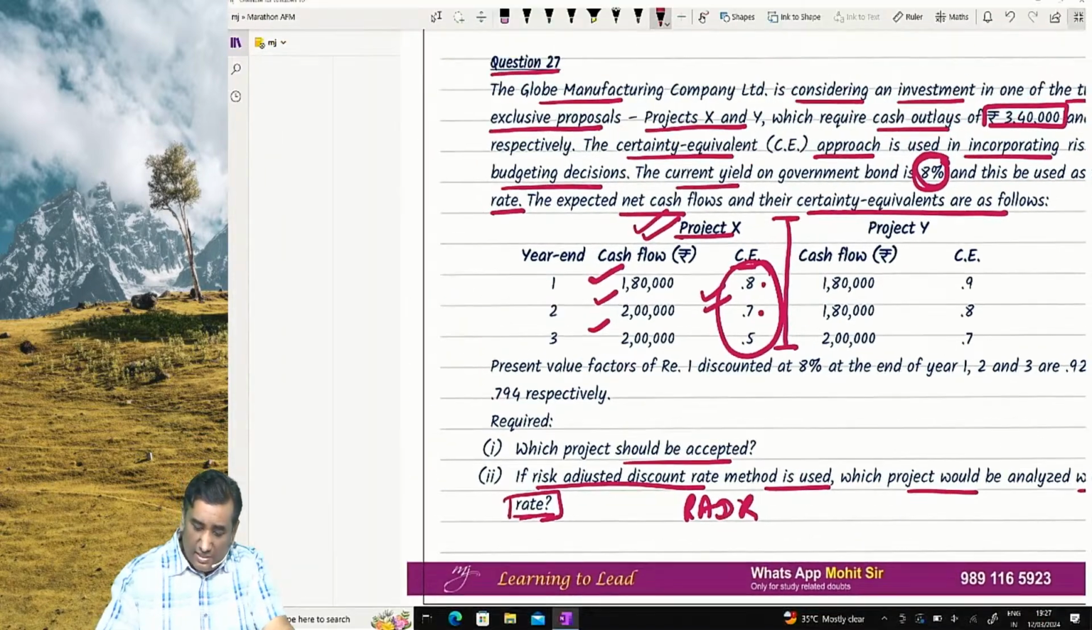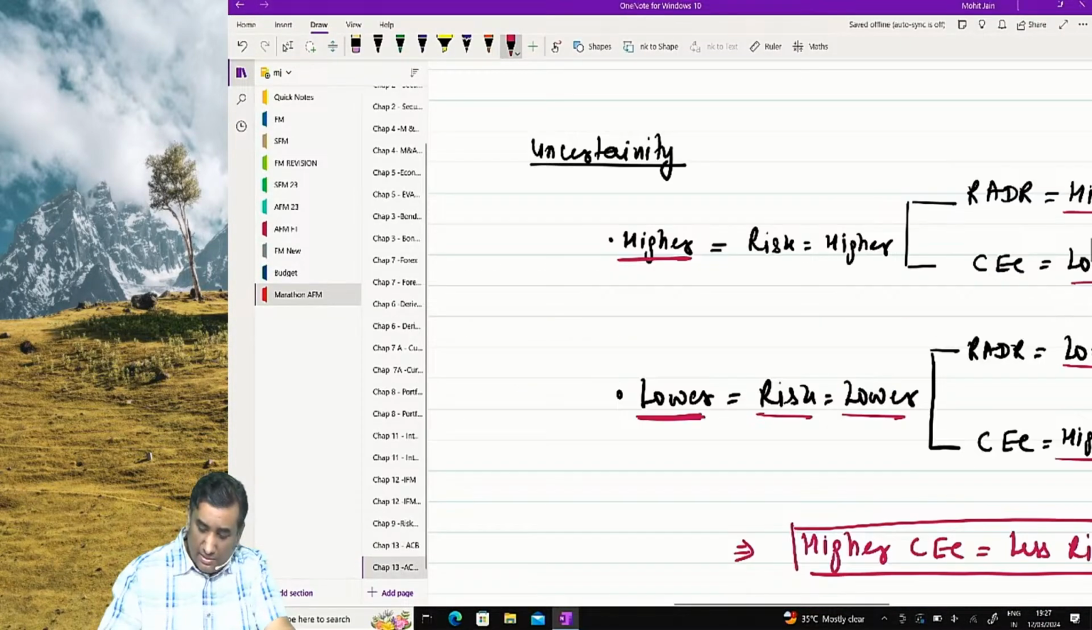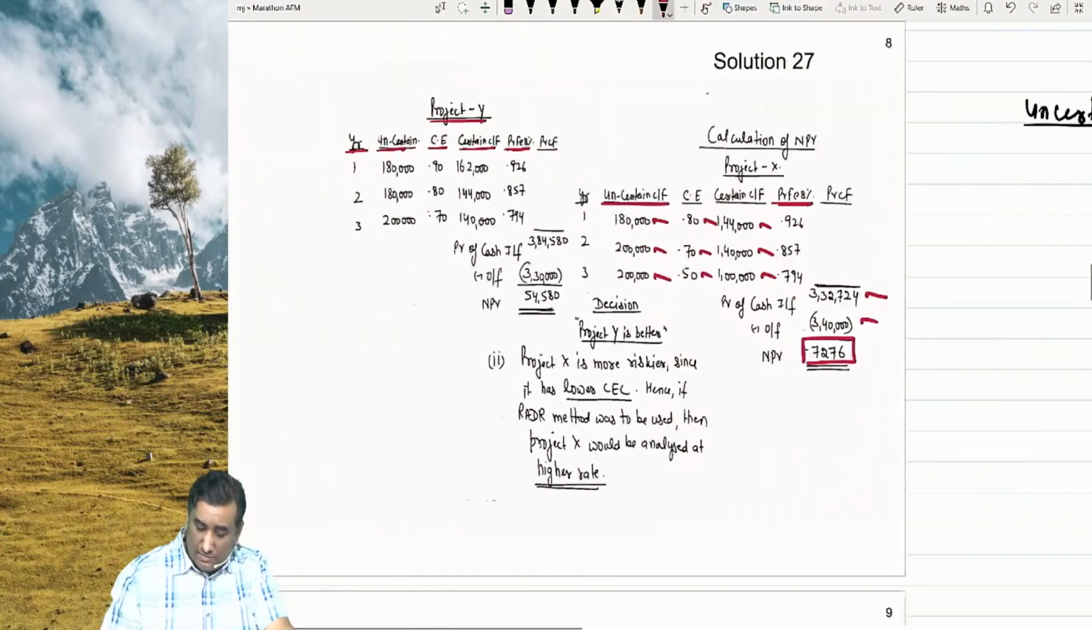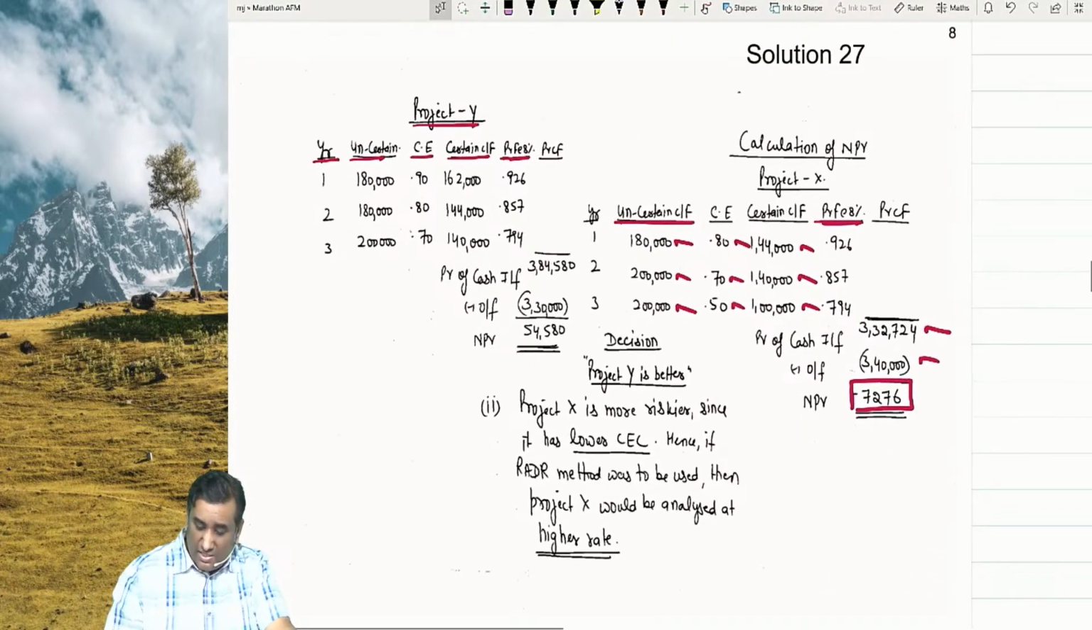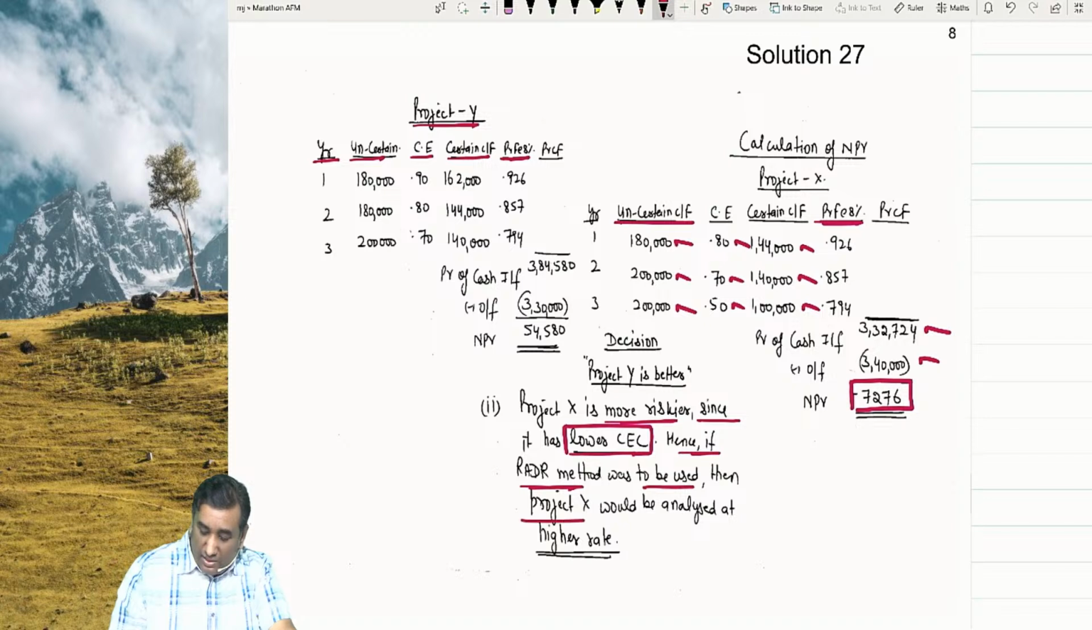So this is how we write the answer: project X is riskier since it has a lower CE. Hence if the RADR method was to be used, then project X would be analyzed at a higher RADR.